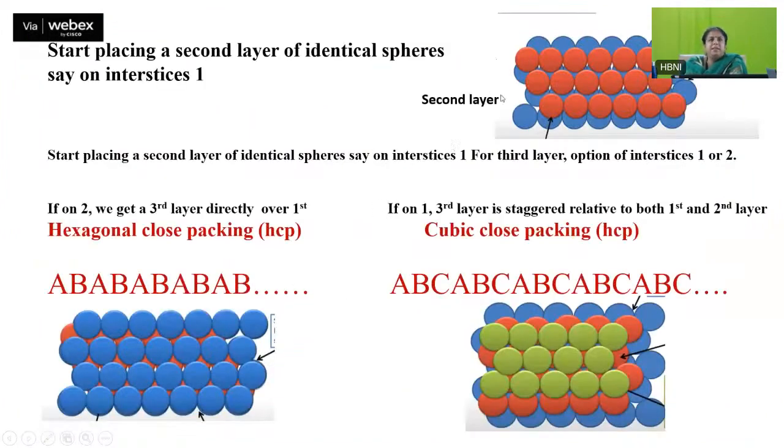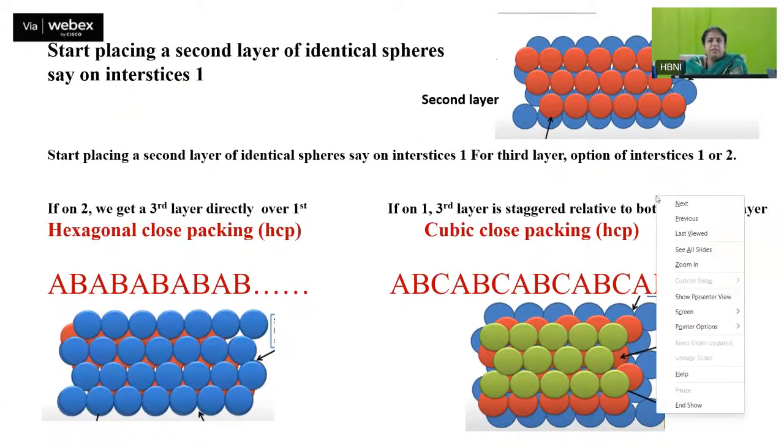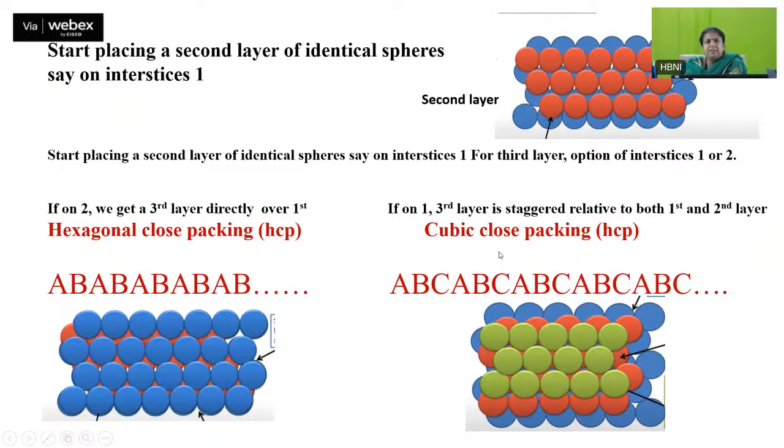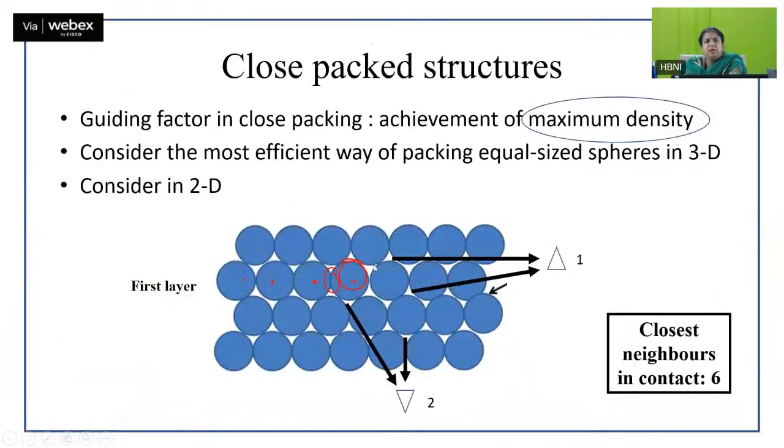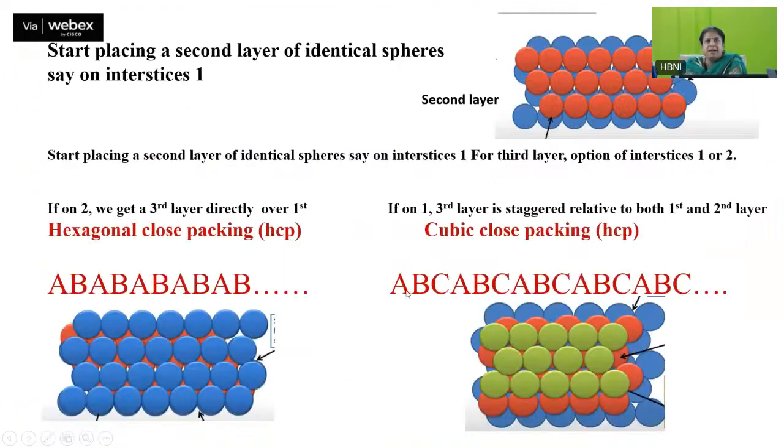Now, suppose I want to place a second layer of identical spheres. There is only one way basically. I can put it in the interstices pointing upward or the interstices pointing downward, but not both. That is not possible. I get the second layer. Now the interesting part happens when I decide how to place my third layer. If I place my third layer directly over the first layer, I get hexagonal close packing.